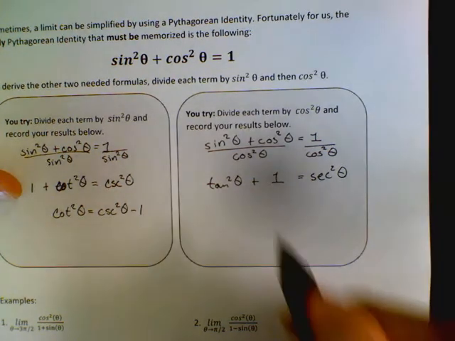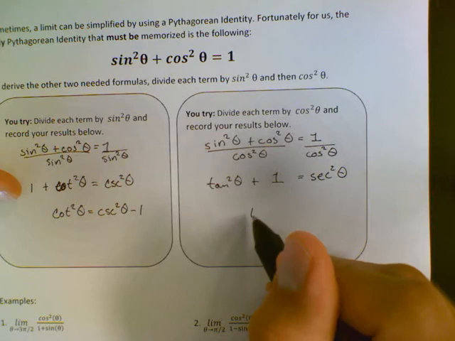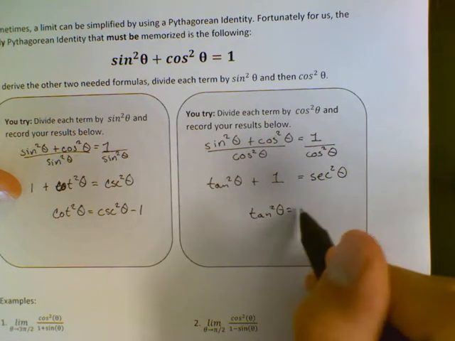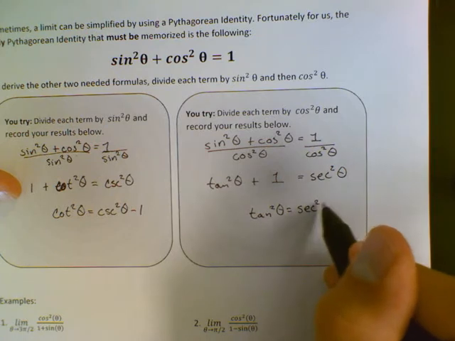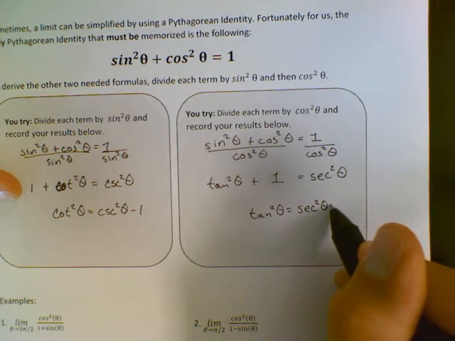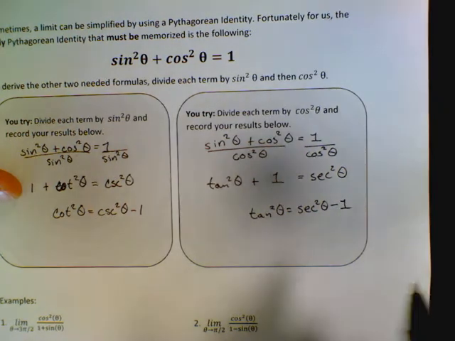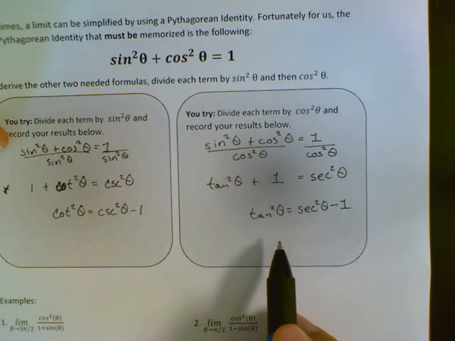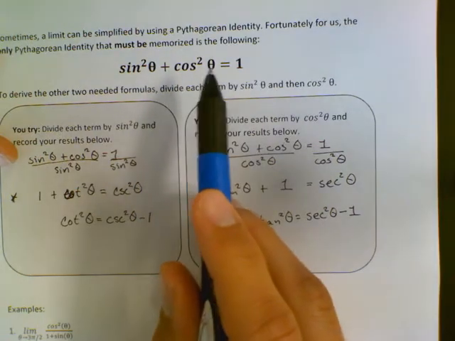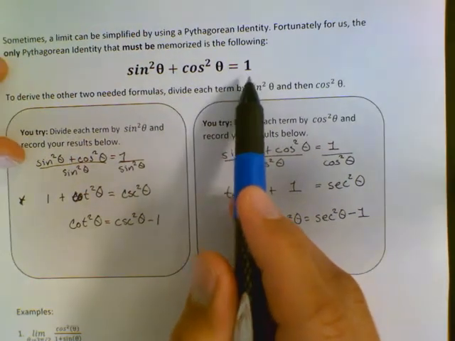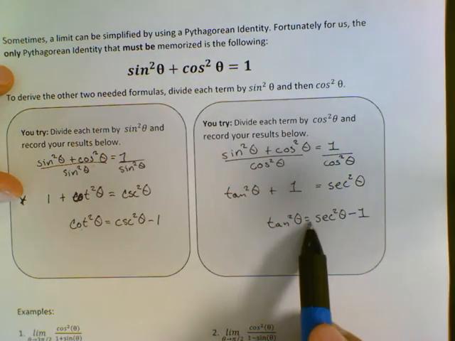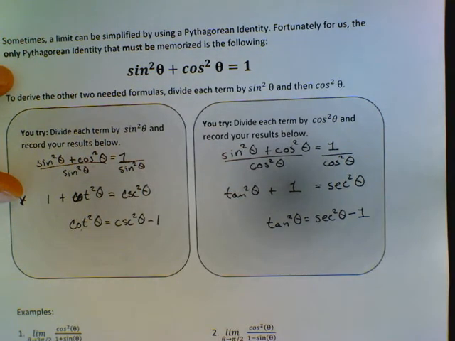However, you might need to use it with the formula looking like this: tangent squared theta equals secant squared theta minus 1. All right? So there you have it. Sine squared theta plus cosine squared theta is the only Pythagorean identity you need, and with that one, you can derive the other two formulas.